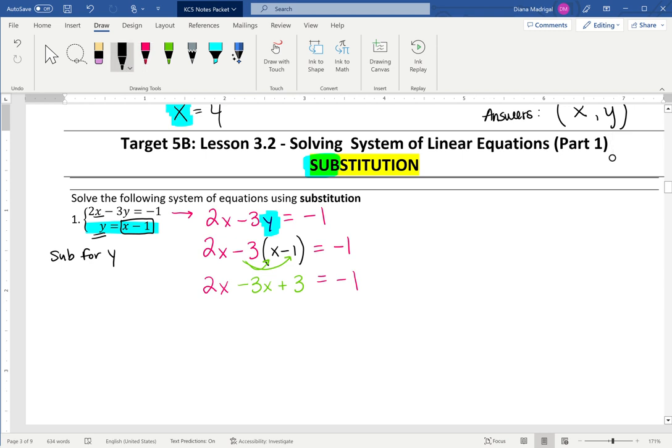Next, after distribution. So the first thing is distribute. After distribution, most likely, you're going to have to combine like terms.